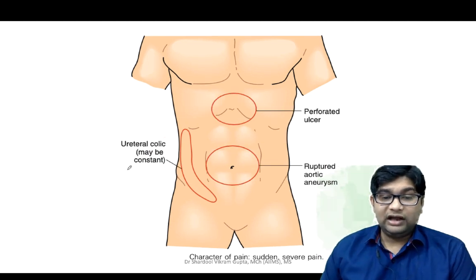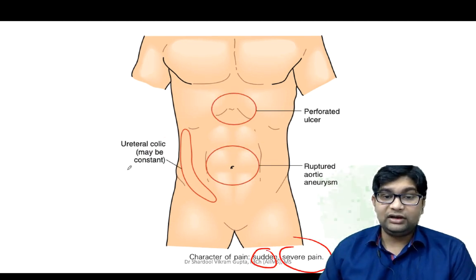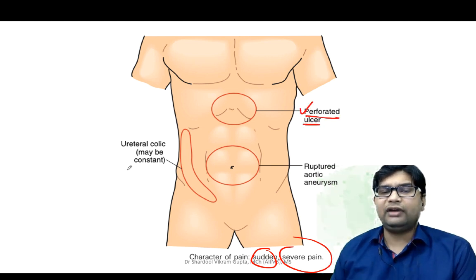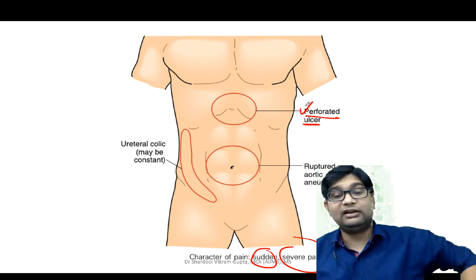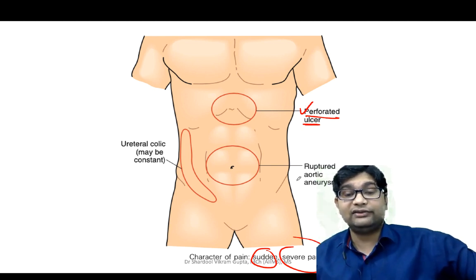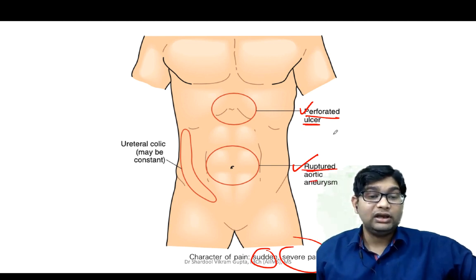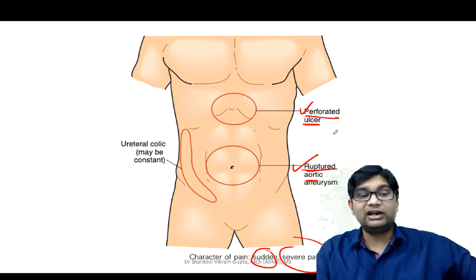This is an example of sudden severe pain. In a perforated ulcer, the patient will have some kind of vague aching pain, and then once the perforation occurs, the patient will have sudden severe pain. Like also in a ruptured aortic aneurysm, there will be sudden severe pain. There may be sudden severe pain in ureteric colic also. So the character of the pain is important.